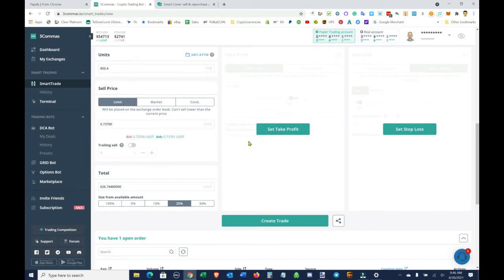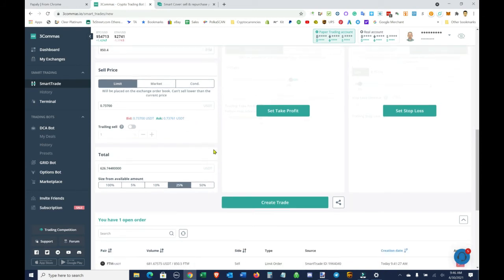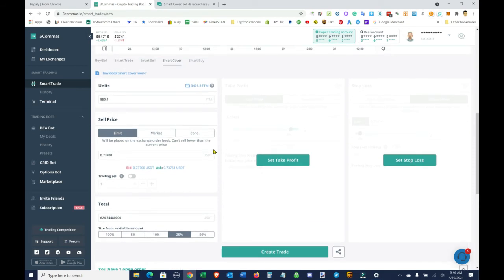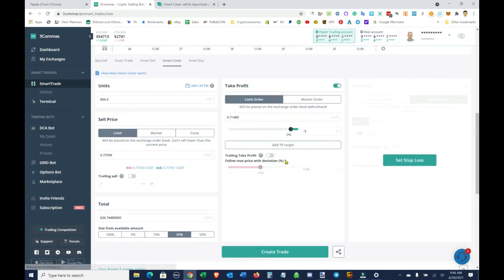So this is going to be for the other half, or you can narrow it down more if you're saying, look, I'm going to keep still part of it that's going to be long term. And so you wouldn't want to use 100% of this. I'm just going to use 25% of it, of what we have left to work with. And so I'm selling it where it's at now. And so I'm going to set take profit. Now what this means is I'm wanting to buy it back when it goes lower.